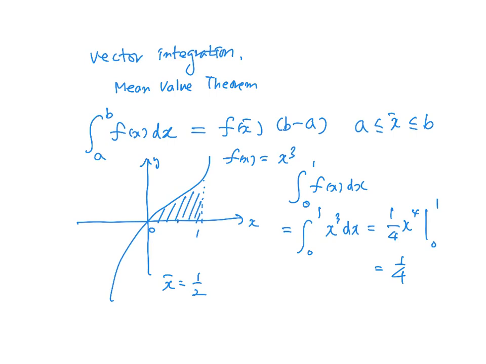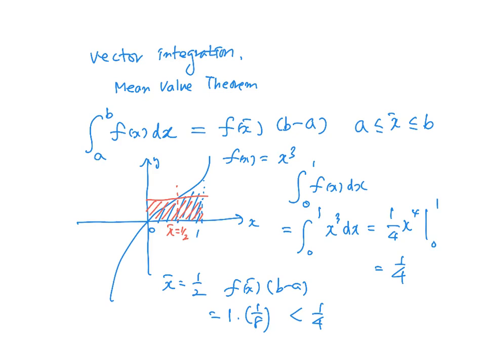So we say x bar is 1/2. Then f(x bar) times b minus a is 1 times x bar cubed, with x bar as 1/2, so 1/8, right? So 1/8 will be less than the exact value. So that's your first estimation using this.